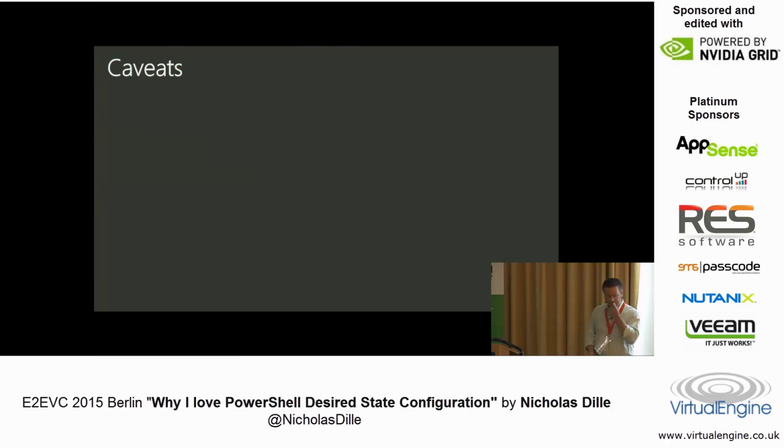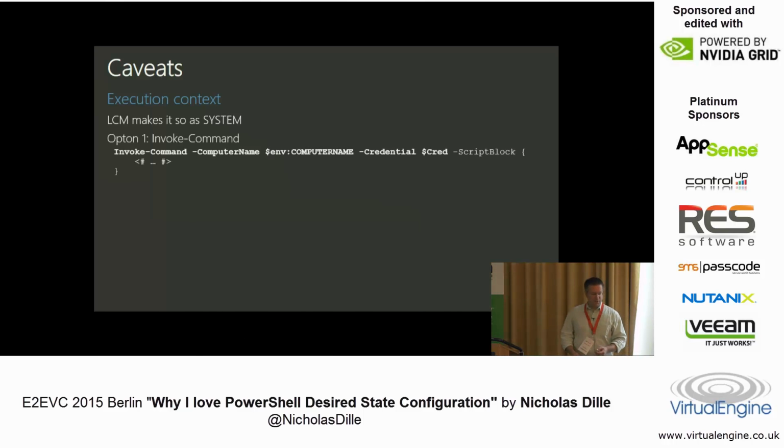Okay, some caveats for custom resources. Something that Ian touched on yesterday is execution context. So the LCM makes everything so as System. And if you're doing a quick deployment, deploying all the RDS roles on the same server, it does work. But if you're trying to do a standard deployment and going out to other servers and installing the roles on other servers and building the deployment, that doesn't work with a system account. There are two options. I'm currently using the first one in my module. I use Invoke-Command to the same server, the server that the node configuration is currently applied on, and supplying credentials.